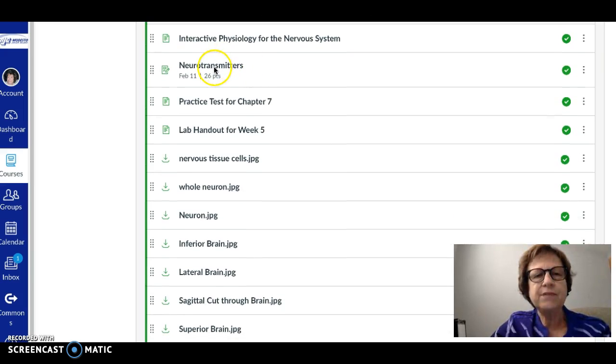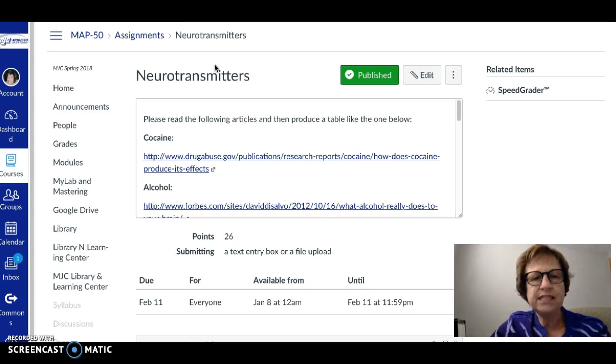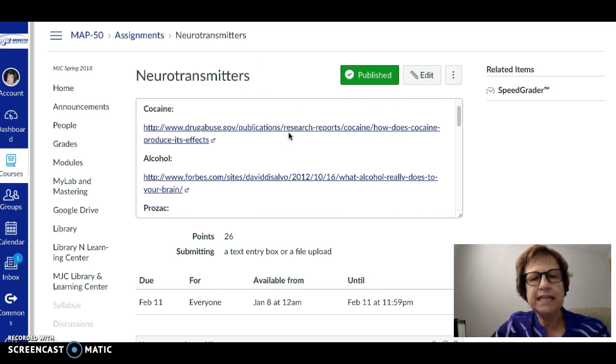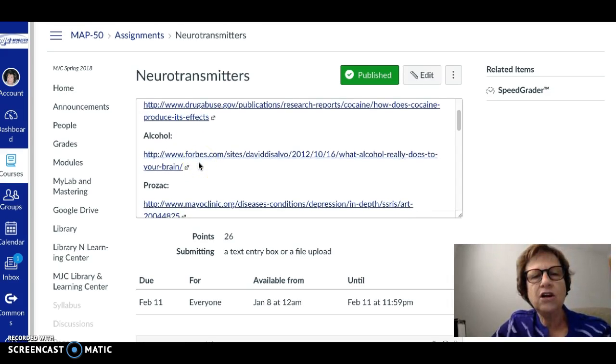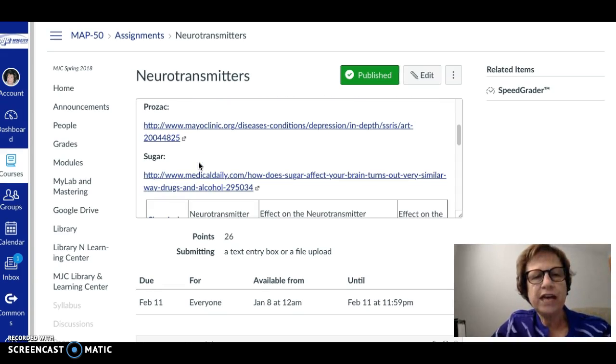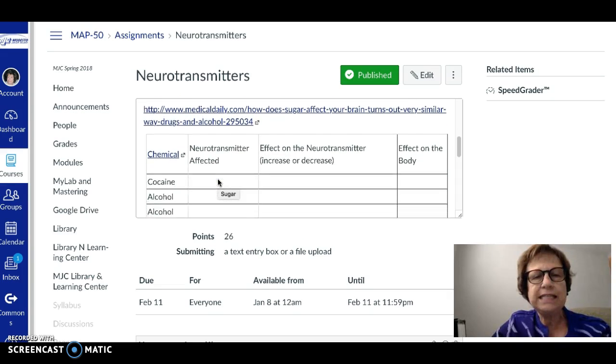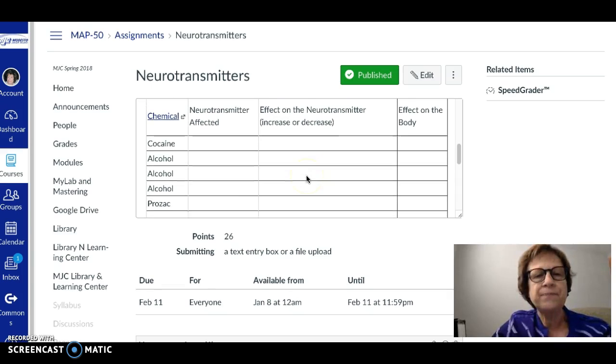One of the assignments you have this week is on neurotransmitters. For this, there are some links to articles. We're going to be looking at chemical substances such as cocaine and alcohol, Prozac, and sugar. So you have some articles that give you the information you need to complete a table like this.